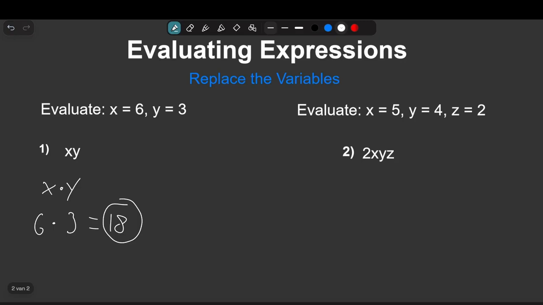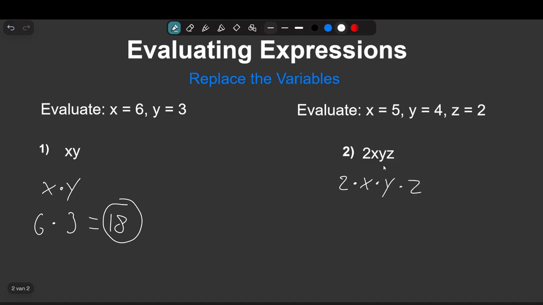Now over to the second example, we have 2xyz. So this expression has a number in front, the 2, which means we multiply everything together. So let's substitute the values of our variables into the right spots. So the first thing we get is 2 times x times y times z.